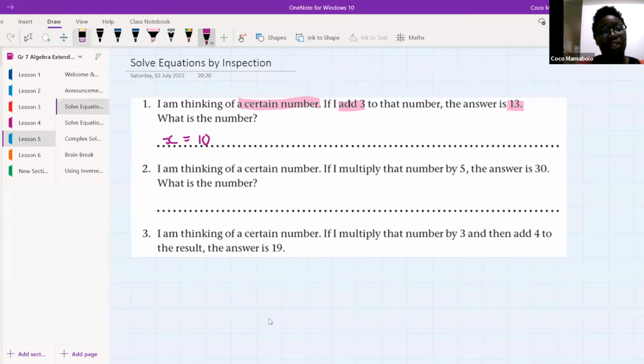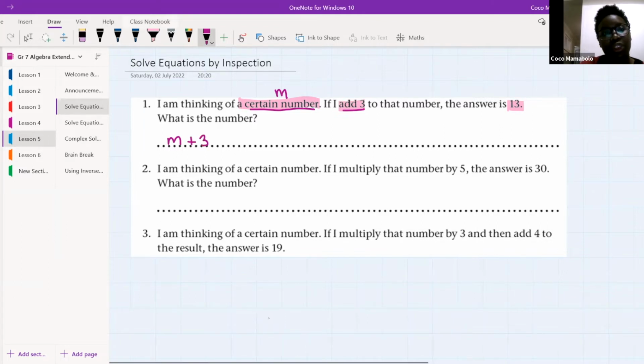Okay, so here's what we're going to do. I'm going to say, what certain number? This certain number we're going to replace with a variable. What variable do you want to use today, Mbali? Choose a variable. M. Okay, let's go with M. So now we're going to say this certain number is M. And if I had to add 3, what would I write in a mathematical equation? It'll be M plus 3.